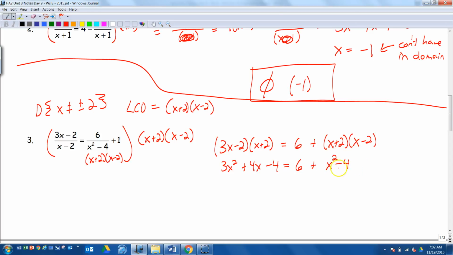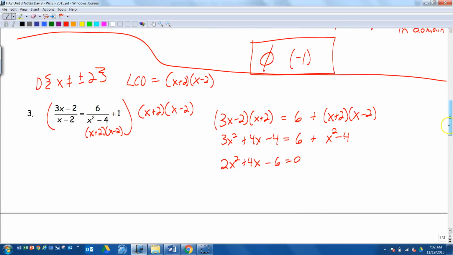Move the x squared over and move the 6 minus 4, which is positive 2. So subtract 2 over and subtract an x squared over. You get a 2x squared plus 4x minus 6 equals 0. So there are two solutions for this. Factor out a 2.